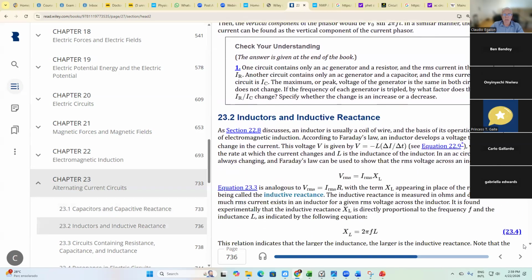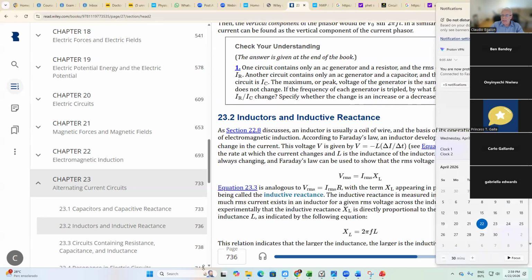Then we are going to do the same for the inductor. We're going to repeat that for the inductor, and we are going to see that the current of the inductor is going to lag the voltage by 90 degrees as well. It's not difficult to memorize that.